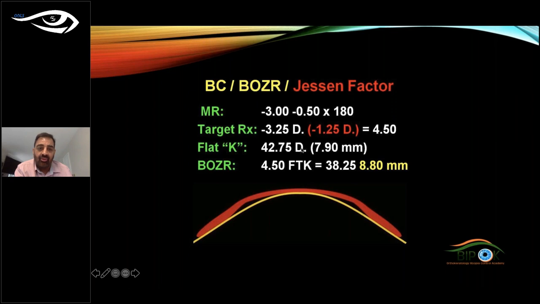Now the flat K is 42.75, 7.90, as you saw earlier. So the base curve will be 4.50 flatter than flat K, which will lead to 38.25, 8.80. Here, in my first lecture, somebody did ask me this question on what is the power ratio. Half a diopter requires 0.1 millimeter of change.